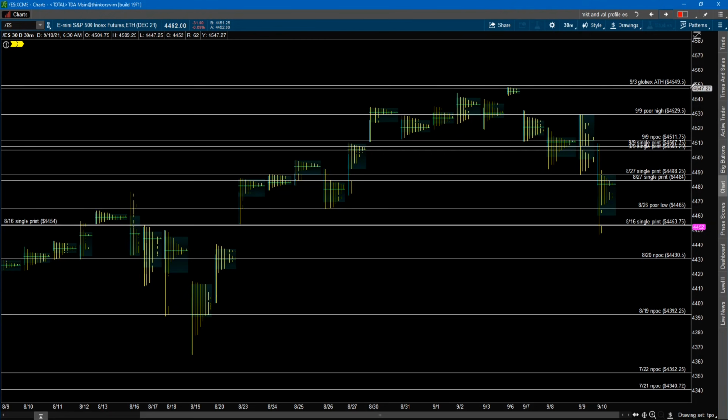So that's the reason why I do not believe this is the beginning of the crash. It is another pullback, although we were looking for a pullback a little bit later, possibly in the middle of next week, but apparently it came a week early.